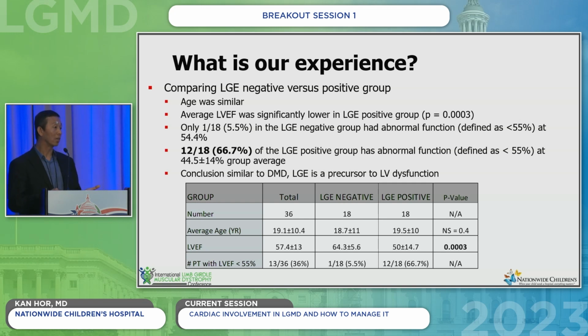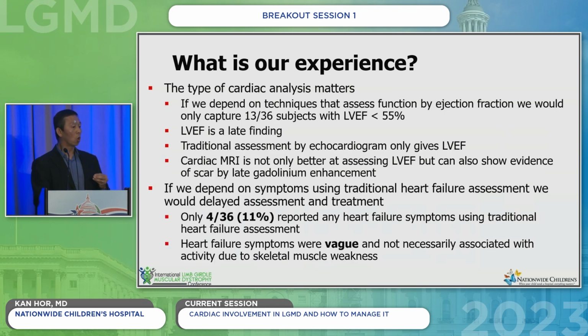Same as ambulation, right? So the whole idea of your 6-minute walk test, your 100-meter test wasn't as good. Ultimately, people say, well, it's easy when you can hide everything until you have to be in a wheelchair, right? And that's the same thing. The LVEF is really when you have to be in a wheelchair for your heart. All right, so the type of cardiac analysis, how you look at your heart, really matters. If you look at ejection fraction alone, only 13 of the 36 patients actually had an EF of less than 55%, again indicating EF is a late finding.